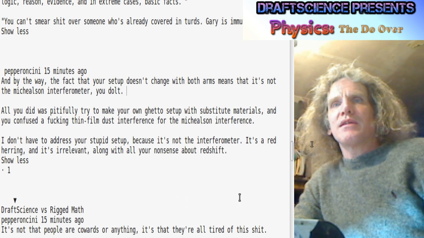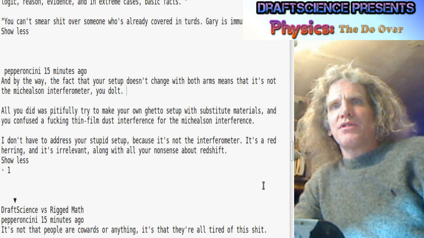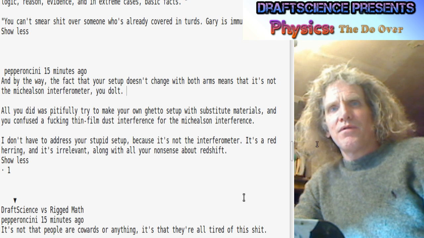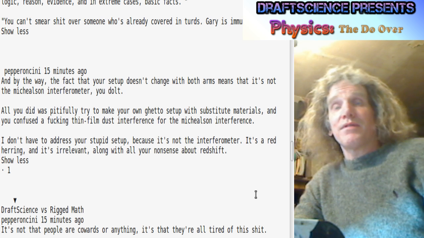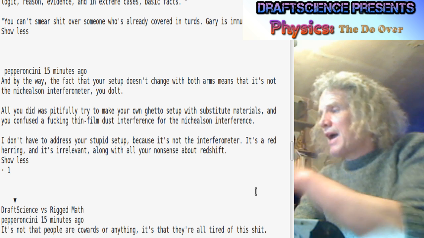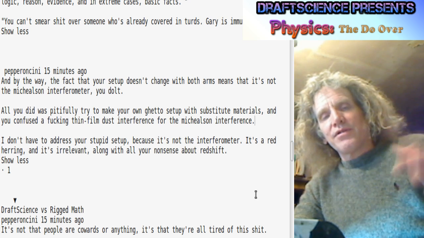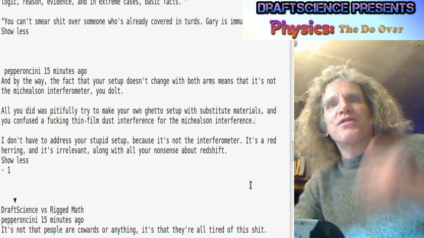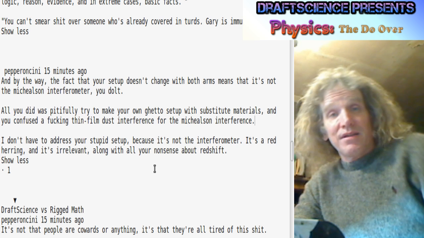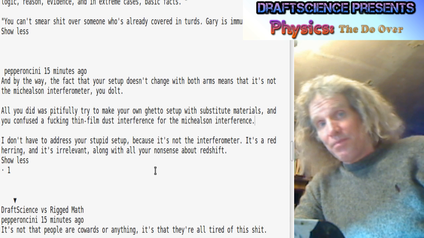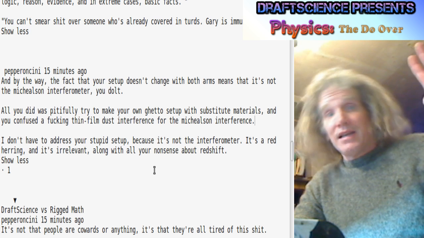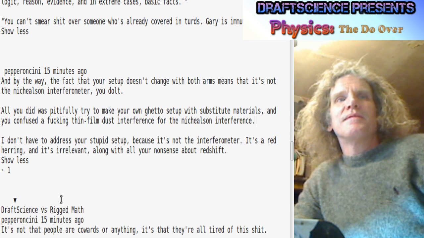All right, let's see. Set up with substitute materials, and you confused a thin film dust interference for the Michelson interferometer. So again, what's the difference? Just explain the difference between the dust on the outside of the glass and putting a layer of dust between two pieces of glass. Why don't you explain how the function is therefore changed in any way when it's exactly the same function? And that's exactly the point being made here, that the diffraction grating is creating the pattern, not any special kind of interference taking place.